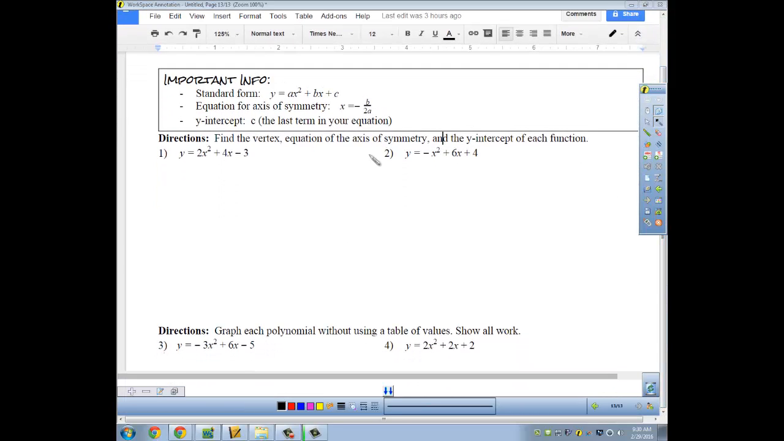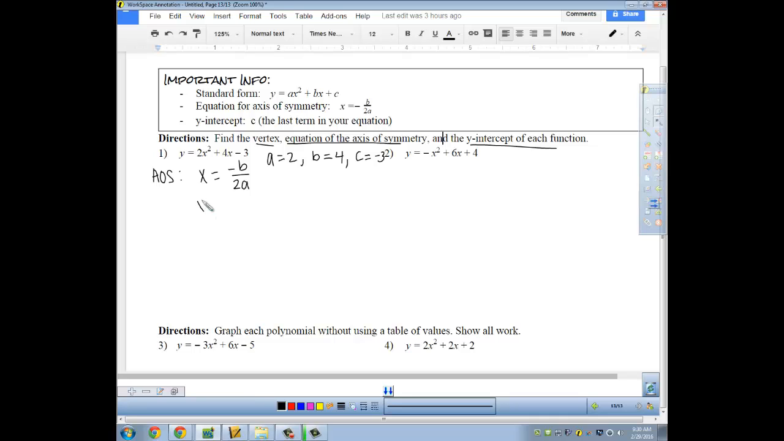We're going to look at a couple examples where they want us to find the vertex, equation of the axis of symmetry, and the y-intercept. It's actually easiest to find the equation of the axis of symmetry first before the vertex, so I'm going to do that first. So axis of symmetry, we're going to use this equation, x equals negative b over 2a. So in this problem, my a is 2 because that's my first term. My b is 4 because that's my middle term, and c is negative 3.